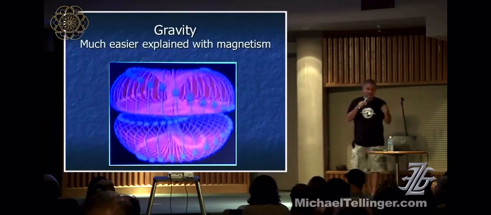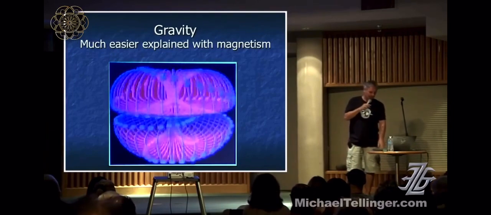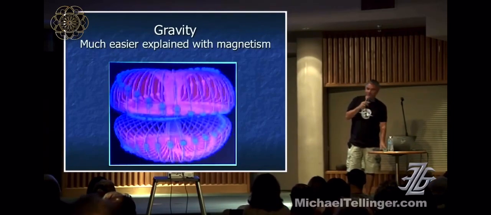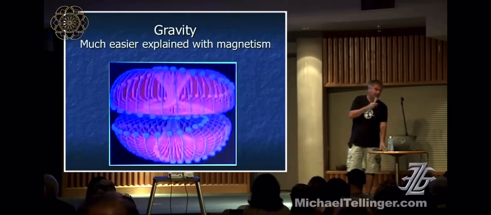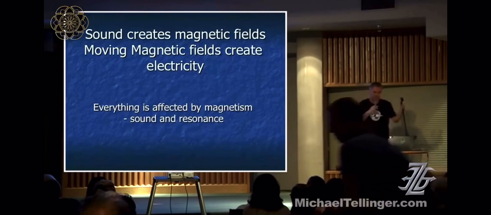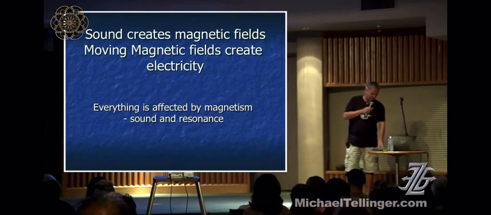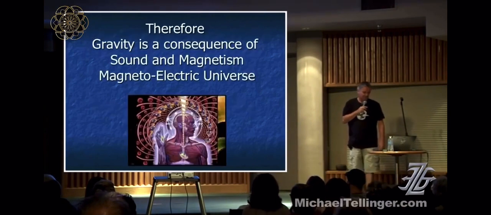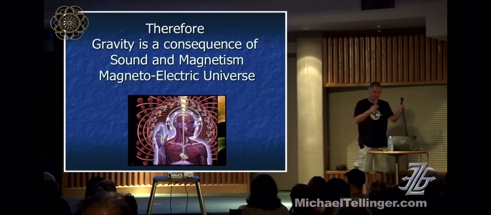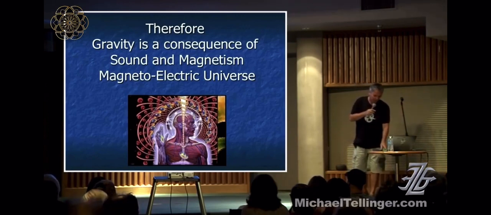Gravity is much easier explained, and all aspects of our reality are explained through magnetism and not through this invisible, undefinable thing called gravity. Sound creates magnetic fields, moving magnetic fields create electricity. Everything is affected by magnetism, sound, and resonance. And therefore, gravity is a consequence of sound and magnetism, and this is why it should be called the magneto-electric universe and not the electromagnetic universe.